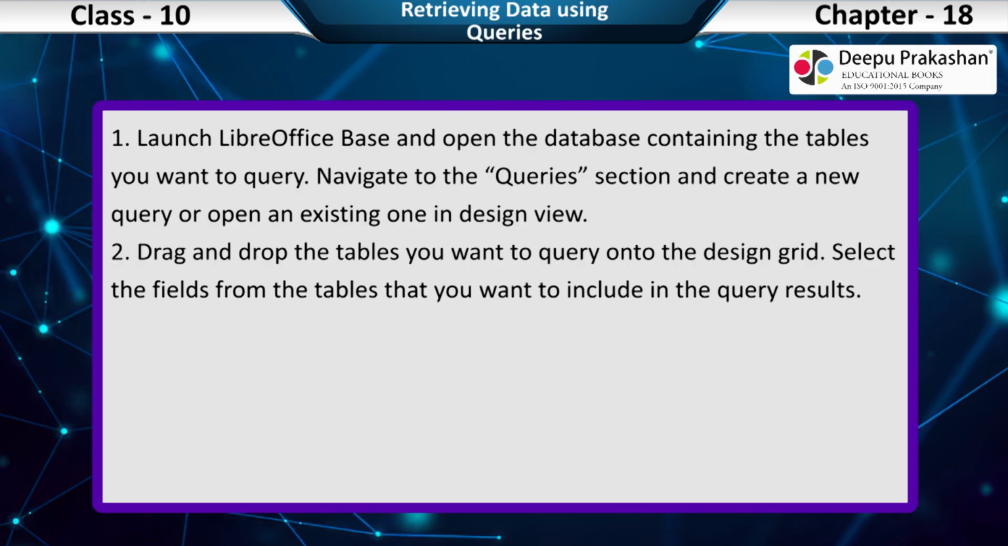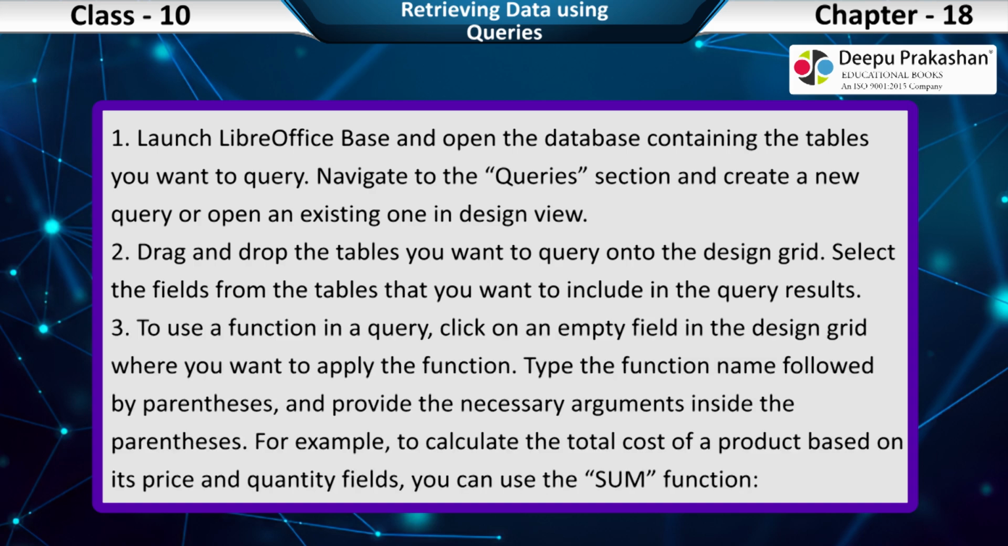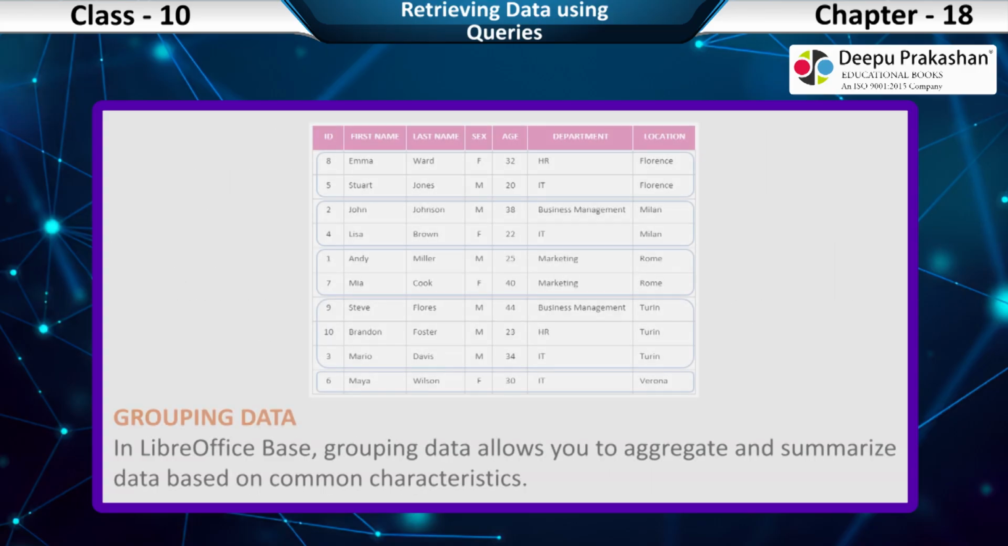Drag and drop the tables you want to query onto the design grid. Select the fields from the tables that you want to include in the query results. To use a function in a query, click on an empty field in the design grid where you want to apply the function. Type the function name followed by parentheses and provide the necessary arguments inside the parentheses. For example, to calculate the total cost of a product based on its price and quantity fields, you can use the sum function.